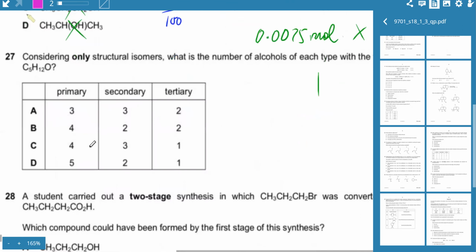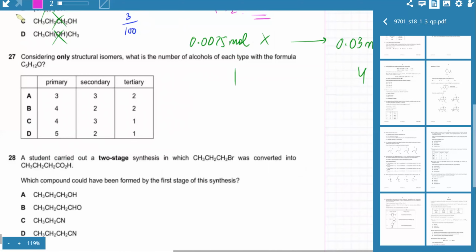So next is, these questions related to isomers are problematic. Considering only structural isomers, so no mention about stereoisomers, no cis-trans, no chiral or enantiomers. So what is the number of alcohols of each type with the formula C5H12O? And you only have to figure out the number of alcohols. So start figuring out number of alcohols. Remember to draw them without the hydrogens. It makes things a lot simpler, at least for me.